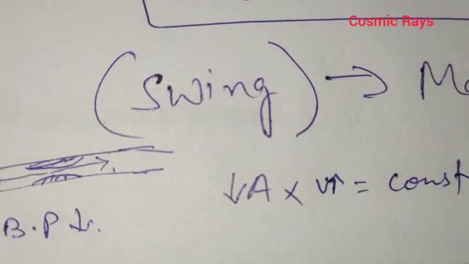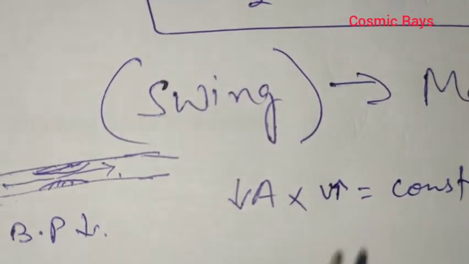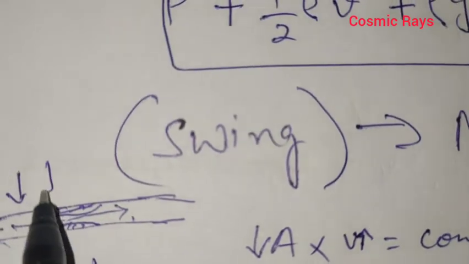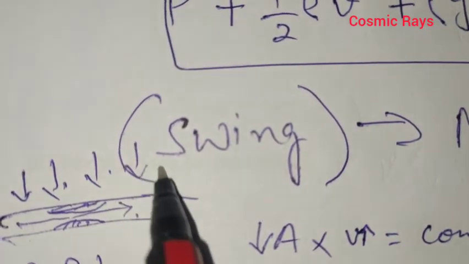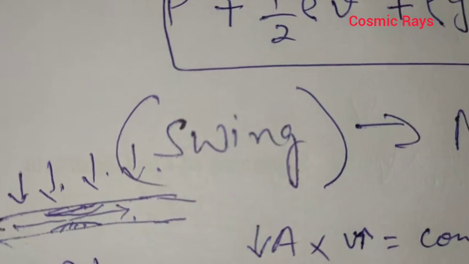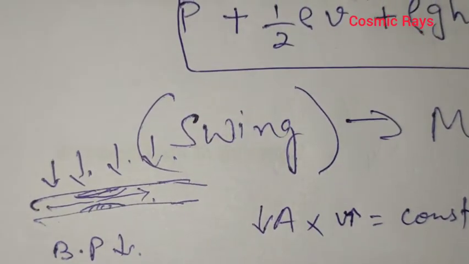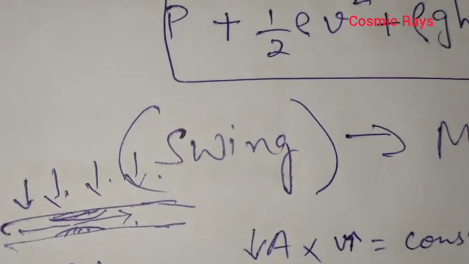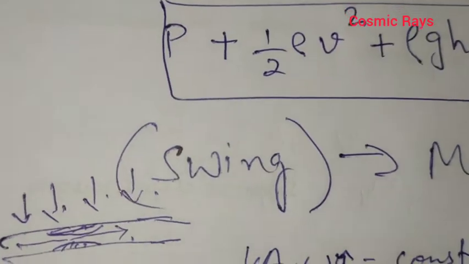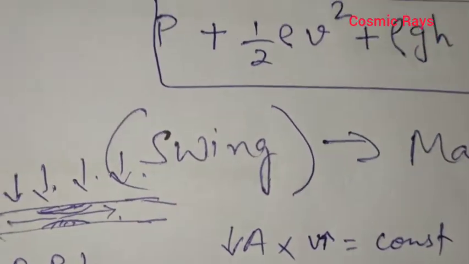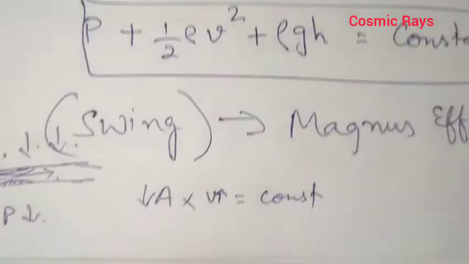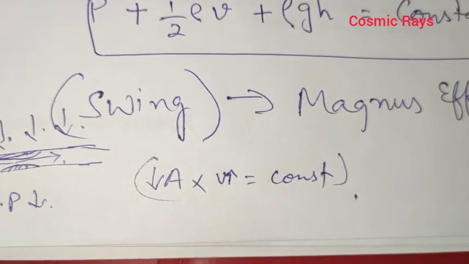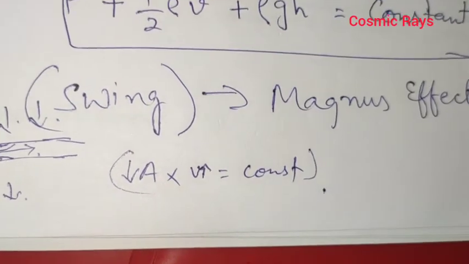Now as a result of this decrease in blood pressure, the artery collapses due to the external pressure. Now this may lead to heart attack. Again, this is an application of Bernoulli's principle only.